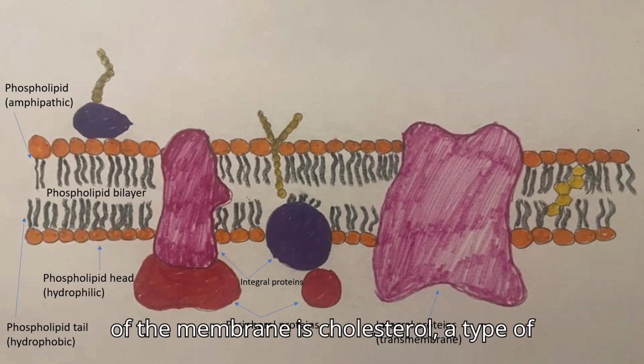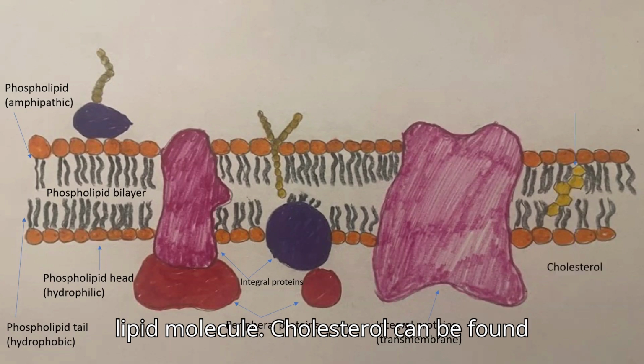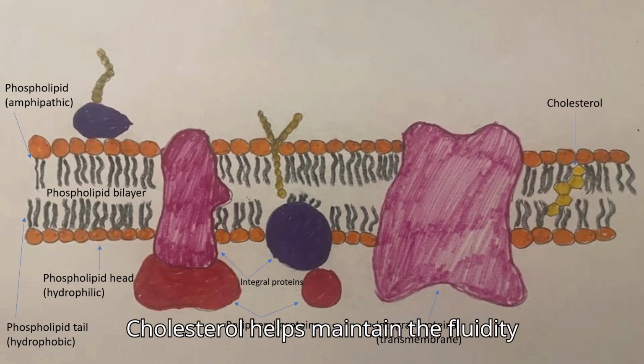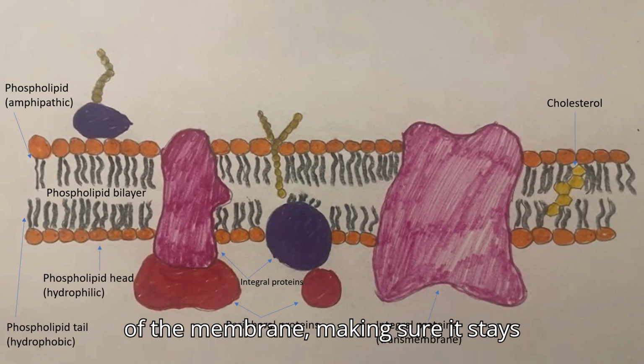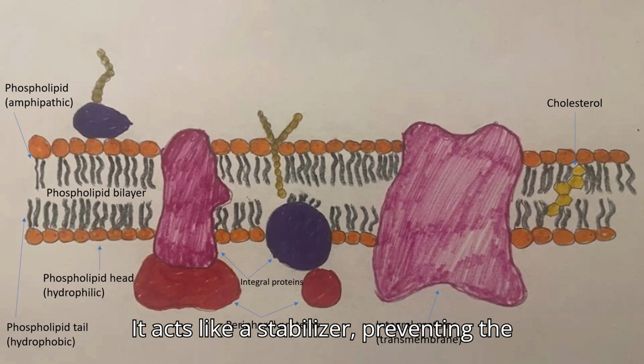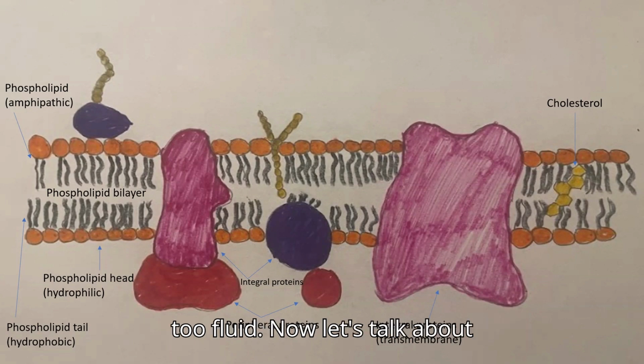Another important component of the membrane is cholesterol, a type of lipid molecule. Cholesterol can be found throughout the phospholipid bilayer. Cholesterol helps maintain the fluidity of the membrane, making sure it stays flexible across different temperatures. It acts like a stabilizer, preventing the membrane from becoming too rigid or too fluid.